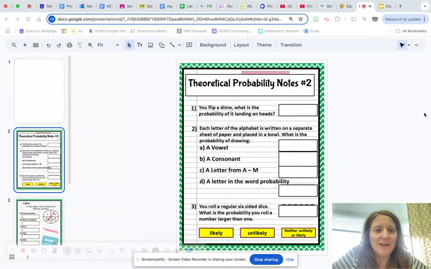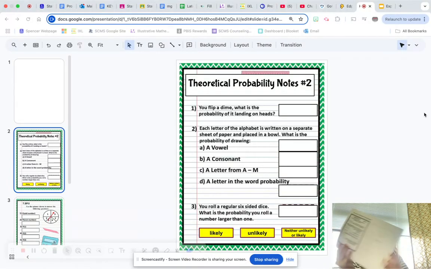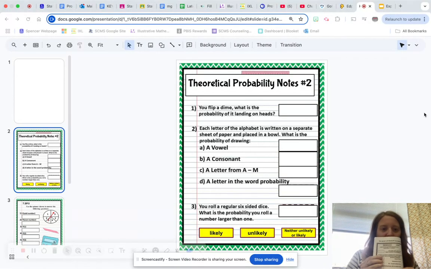Today we're going to go over theoretical probability notes number 2. So make sure that you have your notes in your red notebook and let's get started.